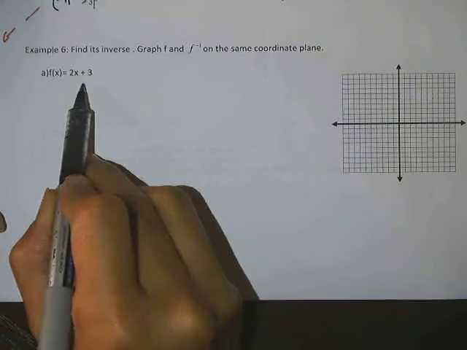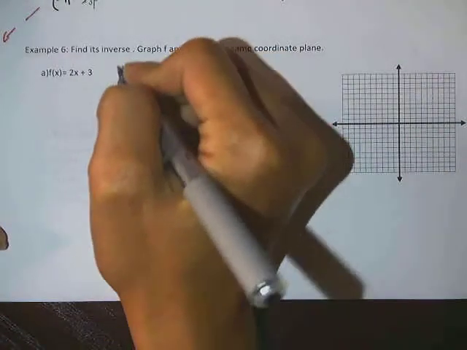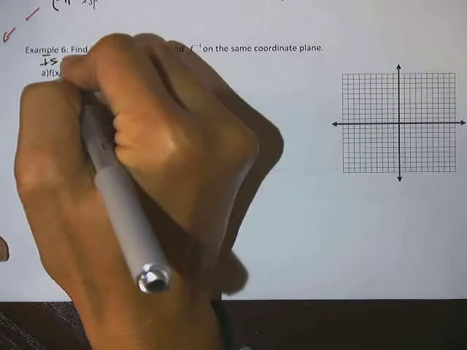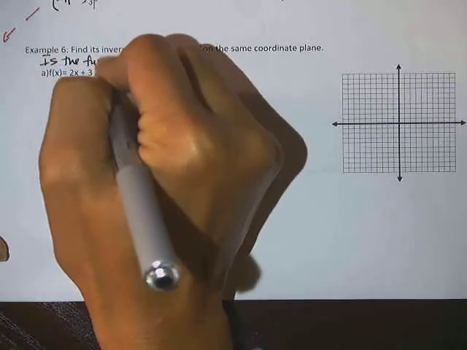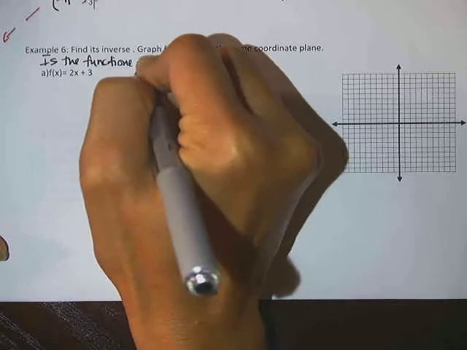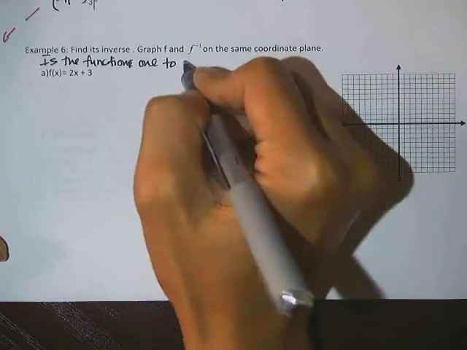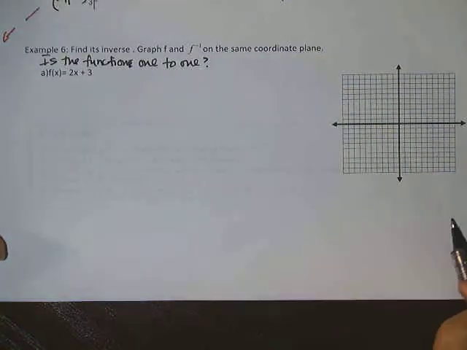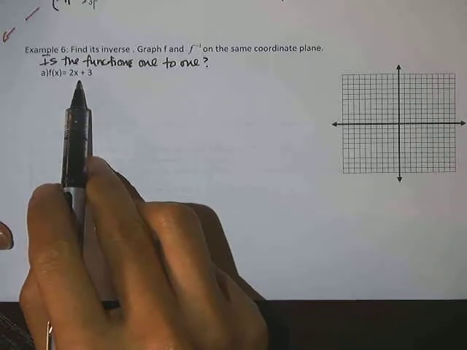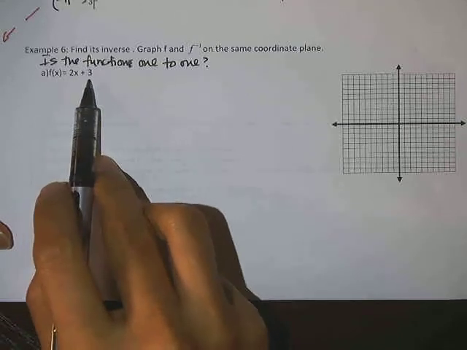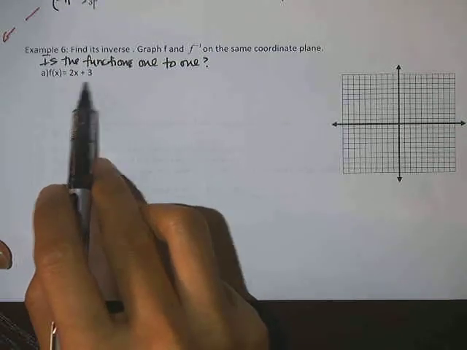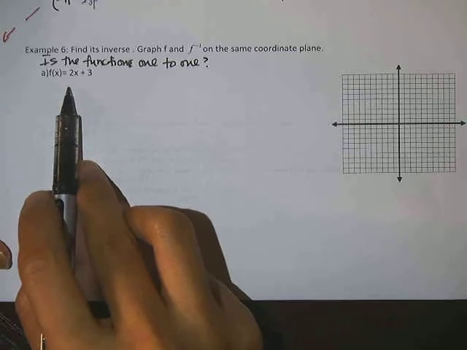First, check this out. Is this a one-to-one? This is a question that you always want to ask yourself. Is the function one-to-one? I wrote function with an E in the end. Because if it's not one-to-one, we have to restrict its domain so it can be one-to-one. If it's not one-to-one, we can't find its inverse. This is a line, and all lines are one-to-one unless it's a horizontal line. Since this is not a horizontal line, it's definitely one-to-one.